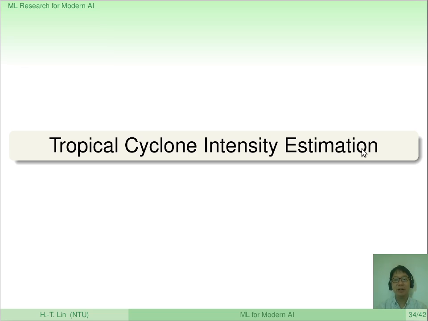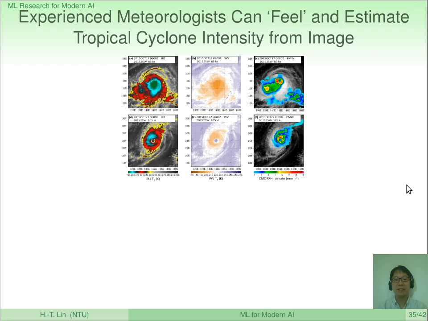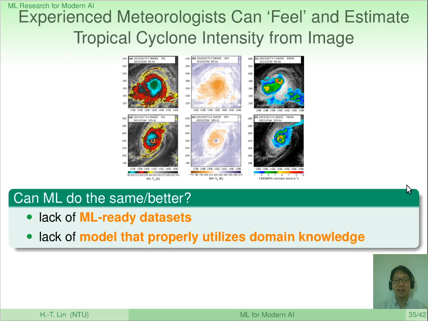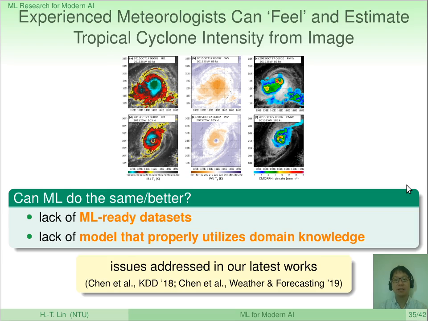Now, I want to quickly tell you a bit more about the tropical cyclone project that I mentioned earlier in this talk. In this project, we try to mimic how meteorologists estimate the intensity from tropical cyclone images. When we started the project, we found that it's really hard to do so because there was no machine learning ready data set, and there was no model that uses the domain knowledge from meteorologists. So that's what we did.